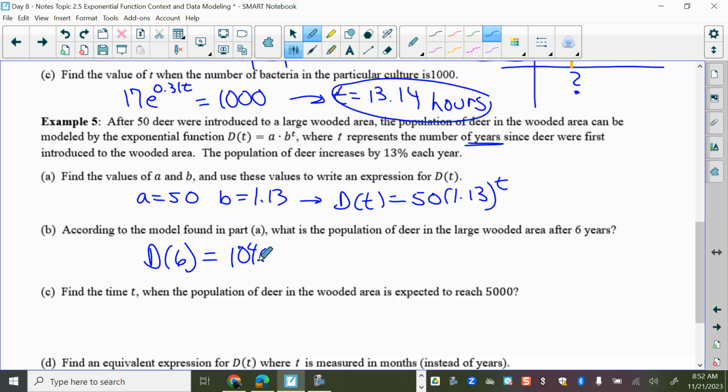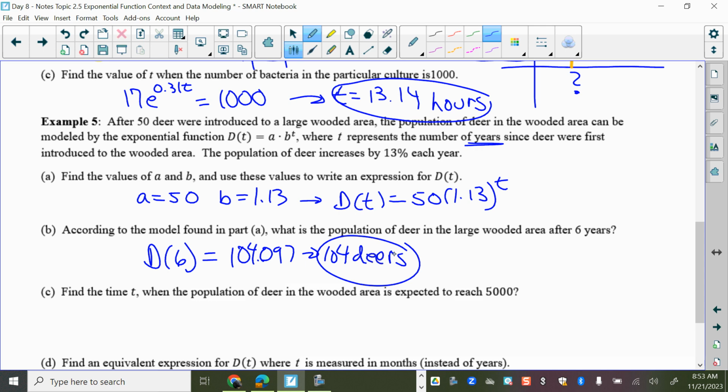104.097. All right. But actually, we're just looking for the number of deer. So 104, we'll say 104 deer. I don't think you put an S on it. I think deer is plural to begin with, right? Take a look at your English teacher. All right, so letter C.